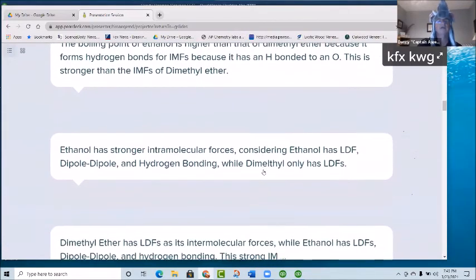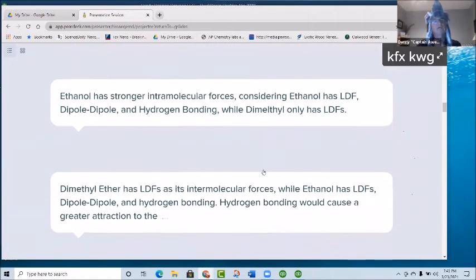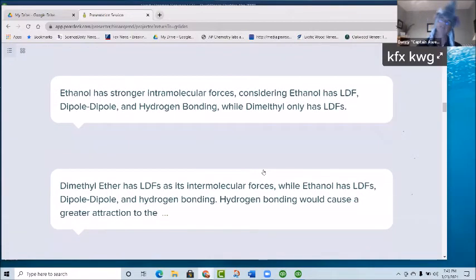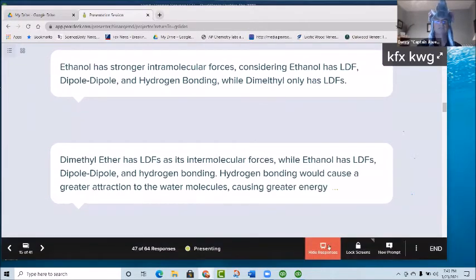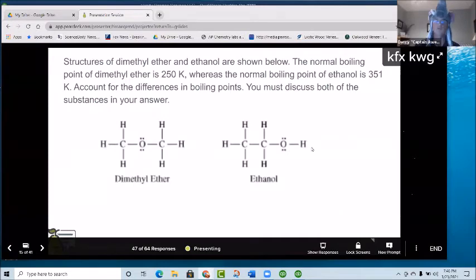Let's scroll down a little bit. Ethanol has strong, be very, very careful. Ethanol has stronger intramolecular forces. Whoever wrote that, that's inside the molecule. So make sure you get that it's stronger inter, T-E-R, molecular forces. So if you said that, I couldn't give you the point because it makes me think that you think LDFs happen inside the molecule. Right? So lots of great answers. So here's the basic point.